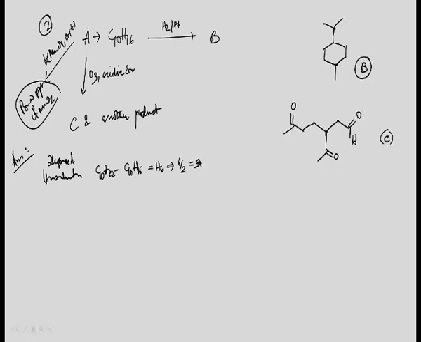Now, structure of B is given. So, B contains one cycle. So, this cycle is one unsaturation. So, number of double bonds will be 3 minus 1, so 2. So, 2 double bonds are present, and this is where the main aldehyde components are coming.